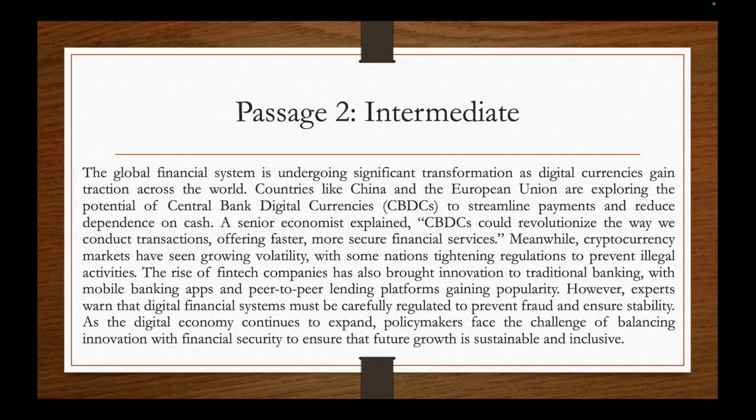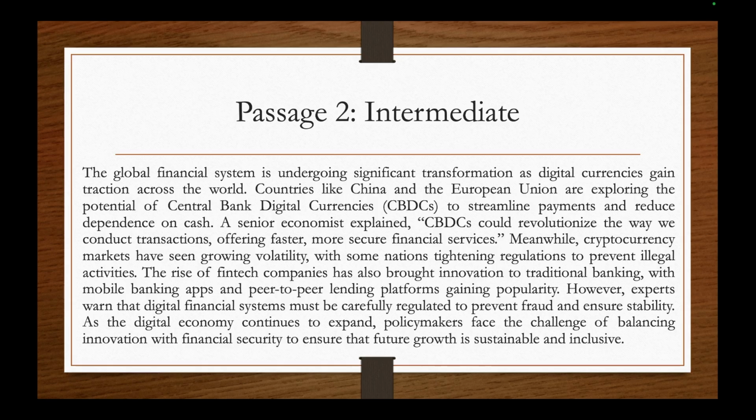The global financial system is undergoing significant transformation as digital currencies gain traction across the world. Countries like China and the European Union are exploring the potential of central bank digital currencies, that is, CBDCs, to streamline payment and reduce dependence on cash. A senior economist explained CBDCs could revolutionize the way we conduct transactions, offering faster and more secure financial services.